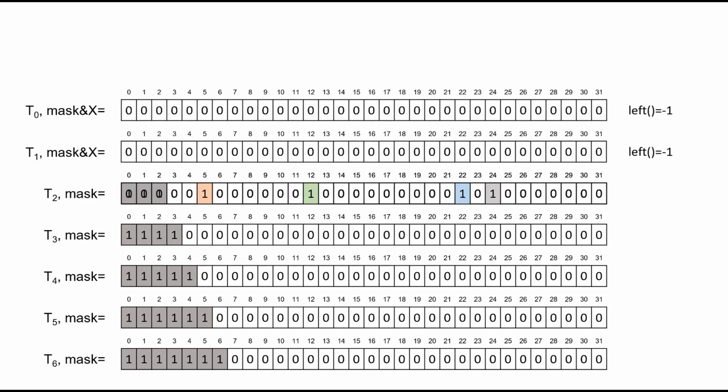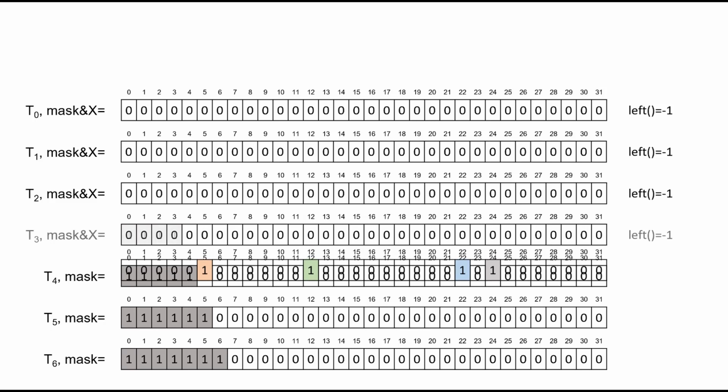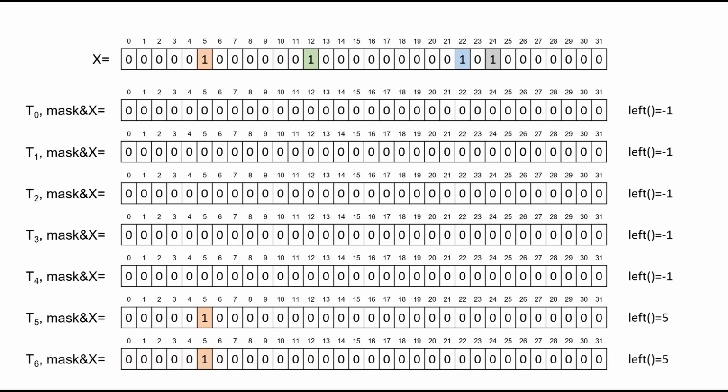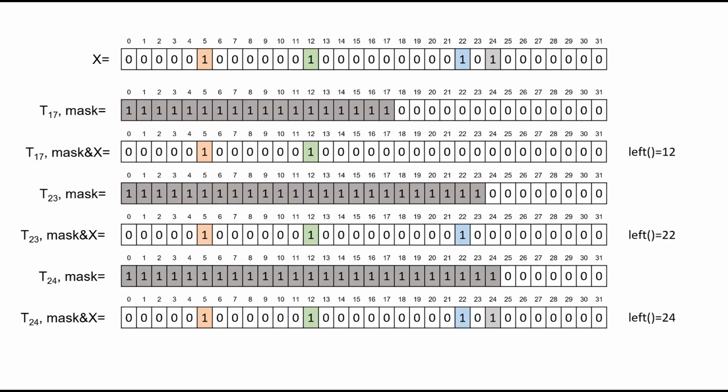If we apply the same operation to threads 2, 3, and 4, we obtain the same result. For thread 5, the AND of the mask and the input result in a 1 bit at bit 5. The left function returns 5 for thread 5 and also the same for thread 6. Also, here are further example threads. Each thread correctly obtains its closest left neighbor or itself using these instructions.